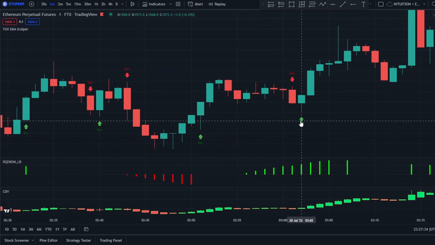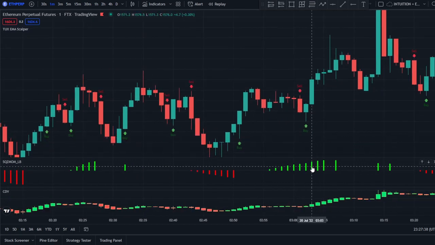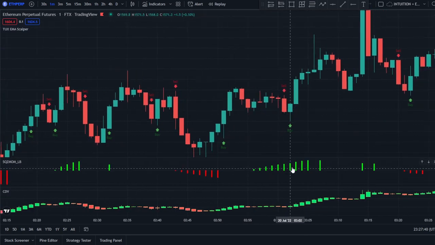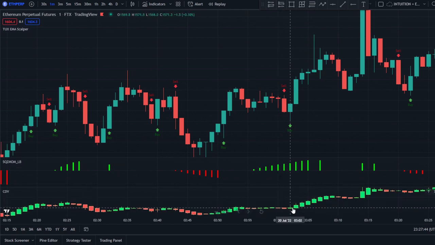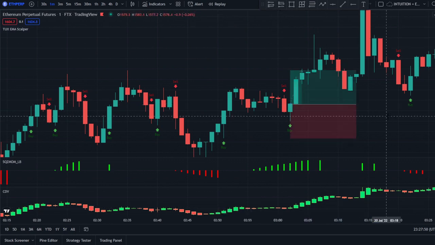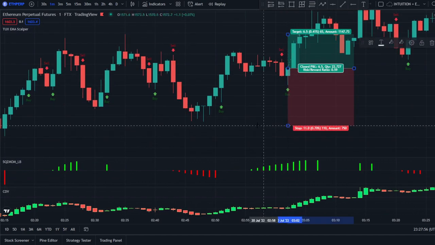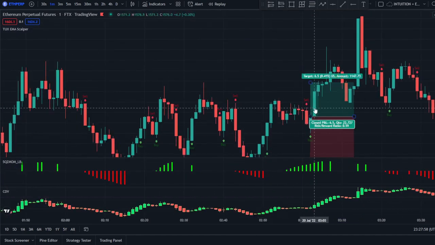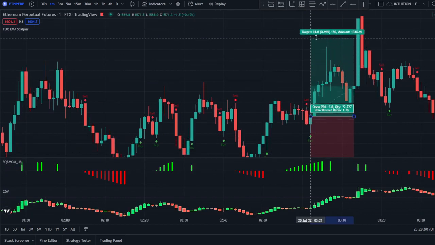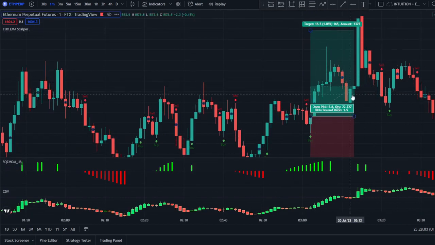Next up, you want to look at the squeeze momentum, whether there is a green indication, and on this candle, as you can see, there's a green indication. And last but not least, you want to look at the CDV indicator, and there's a green indication as well. So we'll enter a position on that candle where all 3 indicators are telling us to buy. Stop loss will be right below the swing low, which is right there, and we'll take a 1.5:1, and that will be a win.